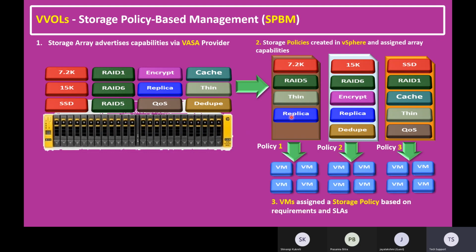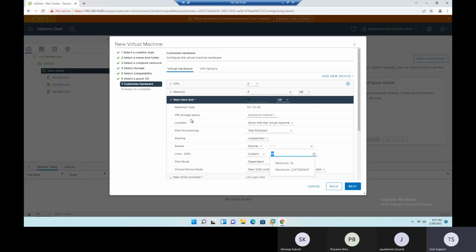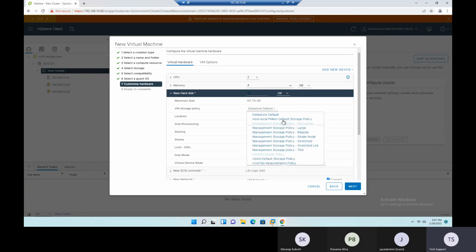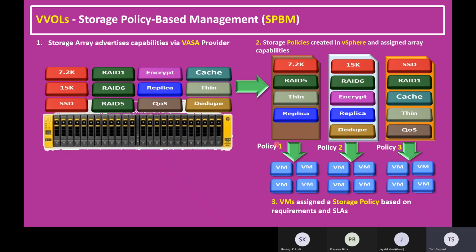And the next step, when we create the profile, let's try to understand the third point. VMs are assigned a storage policy based on the requirements and SLA. SLA means service level agreement. Just now we observed, while creating a virtual machine, we have an option to choose the storage policy. You can choose the storage policy depending on our current requirement. Even for every virtual machine, you can maintain different policies. Okay. So for our easy understanding, I tried to explain three examples. Policy 1, policy 2, policy 3. See, policy 3 is applied for these 4 VMs, policy 2 applied for these 4 VMs, and policy 1 applied for these 4 VMs.